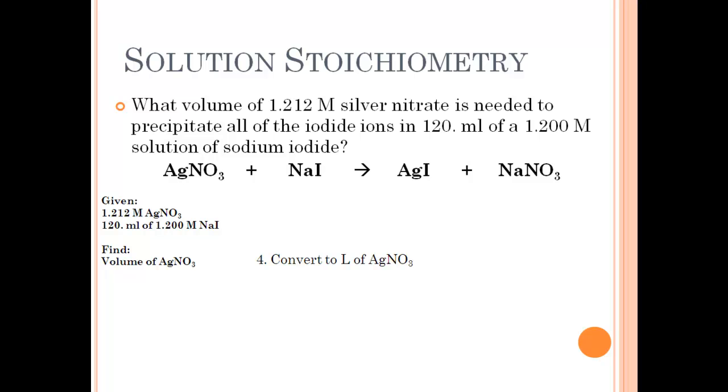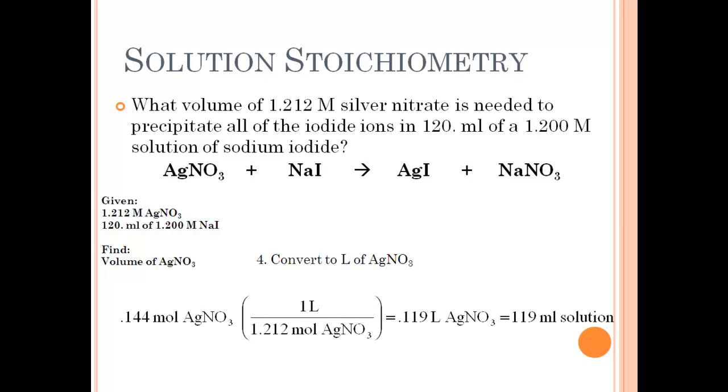To do that, we can't use molar mass because molar mass is to convert to grams. Instead, the problem gave us the molarity of the silver nitrate. Using the molarity, we can calculate the number of liters of silver nitrate that we would need.